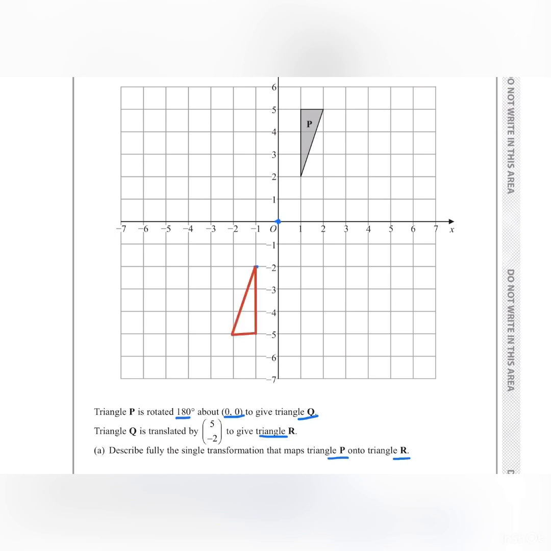Okay, so this is where triangle Q is, and then it is translated by the vector 5 and -2. Now +5 means it's gone to the right, and -2 means it's gone down. So let's count that here. 1, 2, 3, 4, 5, 1, 2. So the new point is here. So let's draw the new shape out, and we're going to call this R.